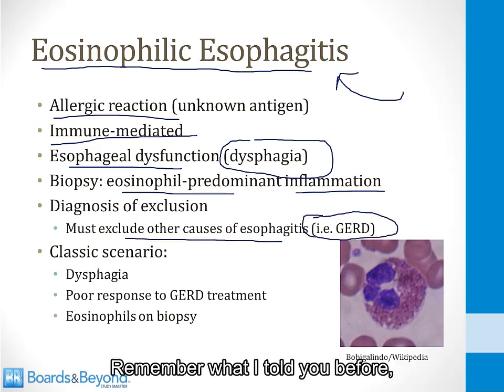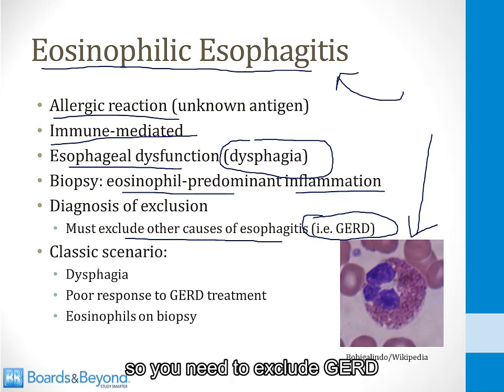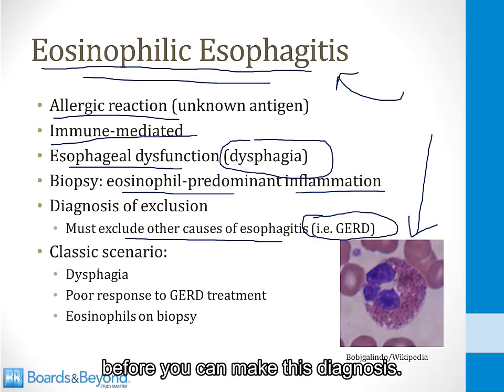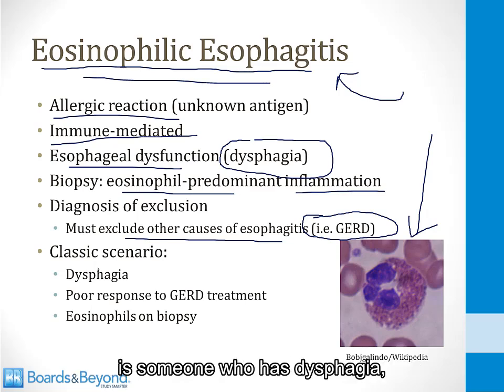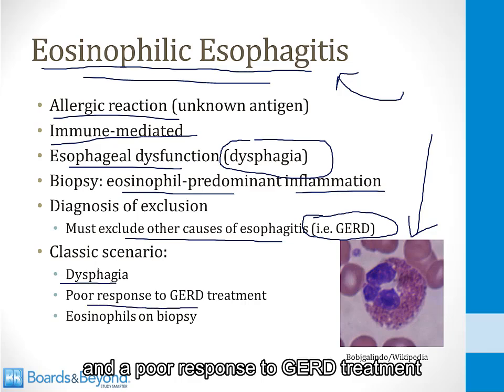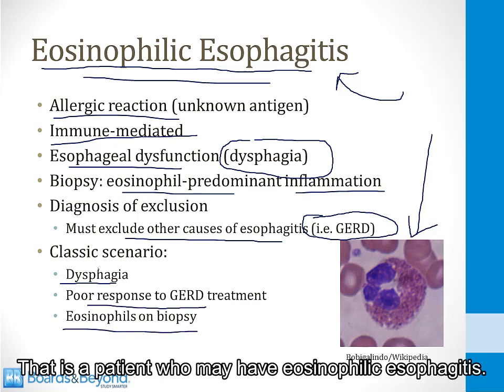It's very important to make a diagnosis of eosinophilic esophagitis to exclude other causes, especially GERD. Remember what I told you before, GERD can lead to eosinophils in the esophagus, so you need to exclude GERD before you can make this diagnosis. The classic scenario for a patient with eosinophilic esophagitis is someone who has dysphagia and a poor response to GERD treatment and eosinophils seen on biopsy. That is a patient who may have eosinophilic esophagitis.